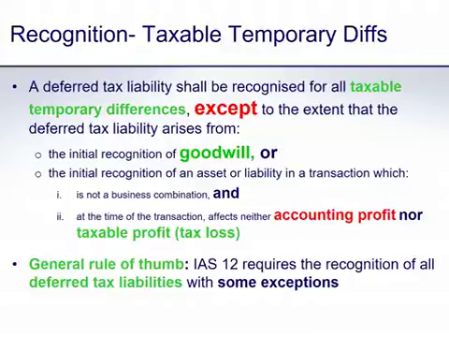It is possible that such a scenario might arise where you've got a difference between the tax base of the asset and its carrying amount, but arising from a business combination. But because the exemption does not relate to business combinations, temporary differences arising from business combinations are recognized as deferred tax assets and liabilities.